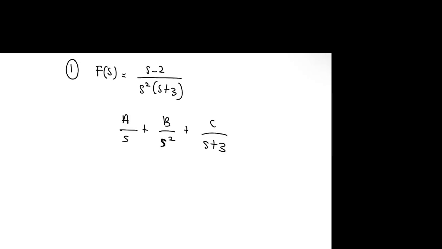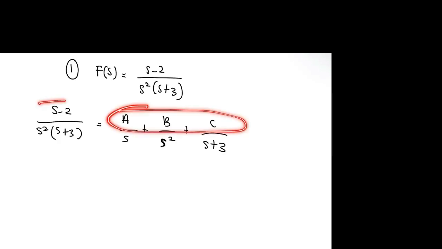So (s minus 2) over s squared times (s plus 3) can also be broken down into simple fractions: A over s plus B over s squared plus C over s plus 3. Then we need to expand this fraction to find the coefficients for s minus 2, and A, B, and C.